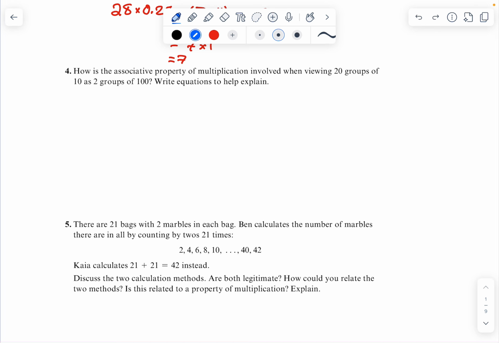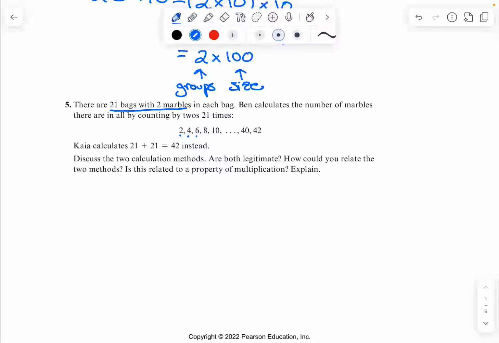And then this last one really shows how children are using the associative property. Or rather, we're going to use the associative property to connect 2 different children's reasonings. So the context tells us that there are 21 bags with 2 marbles in each of them. And so Ben calculates by counting by 2s 21 times, right? So he goes 2, 4, 6, 8, 10, and he keeps counting up to 42. And then Kaya calculates it as 21 plus 21 equals 42.